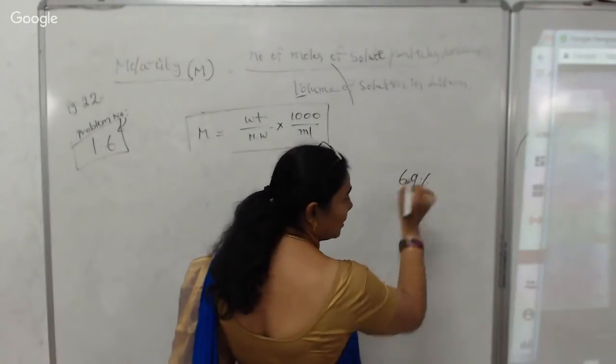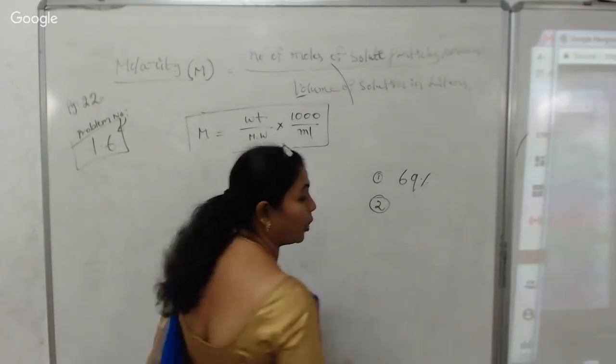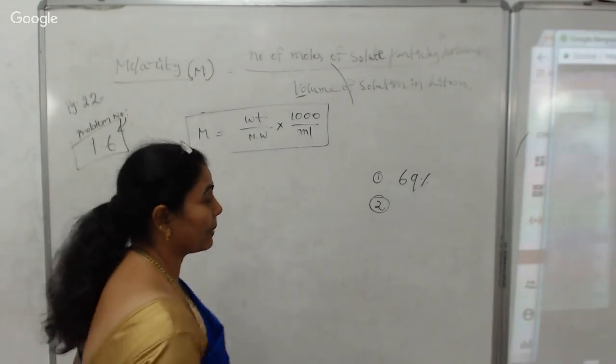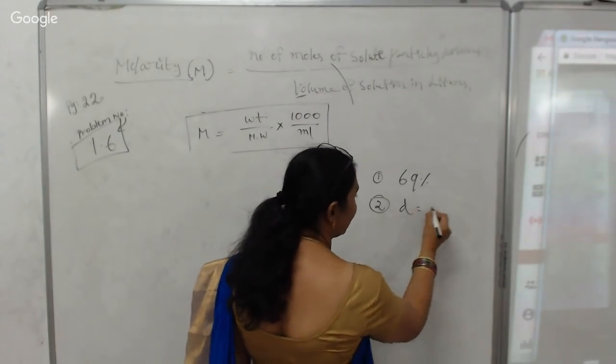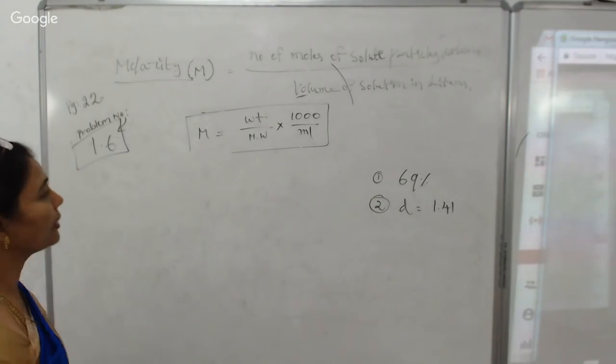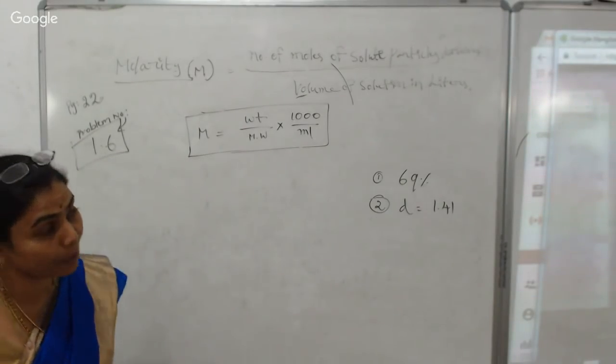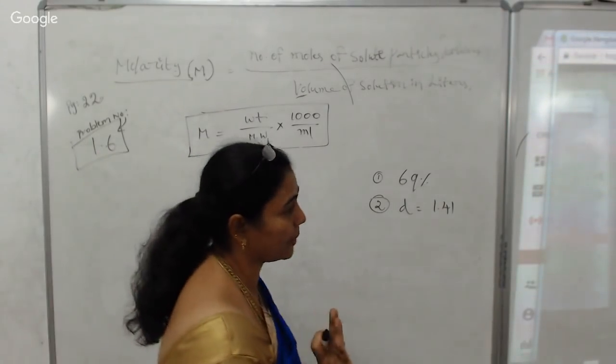See clearly. First step, it is given 69%. Second step, density is given. What is the density? It is given 1.41. Now how will you calculate the molarity? This is not an easy problem, children. Just understand the concept first.